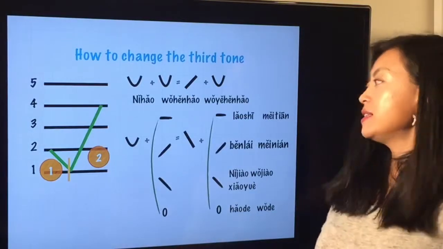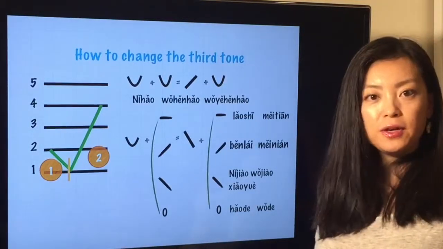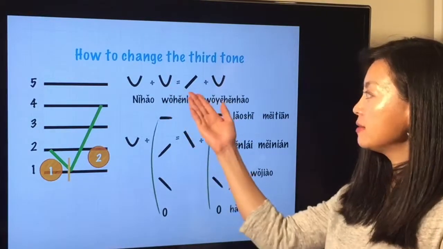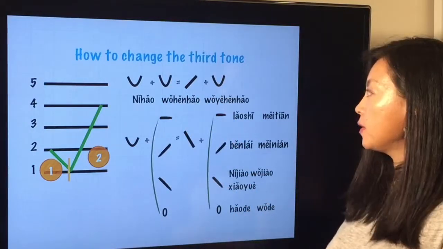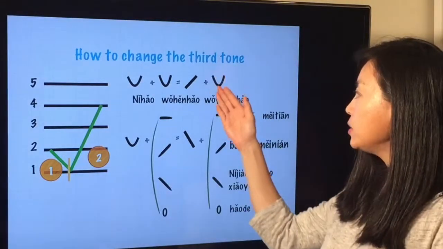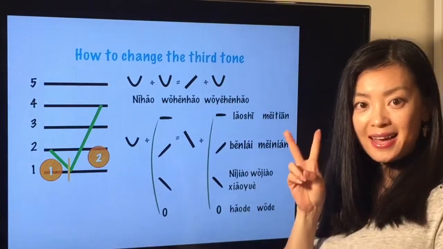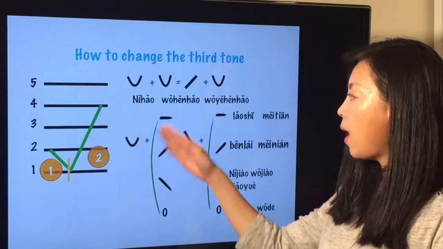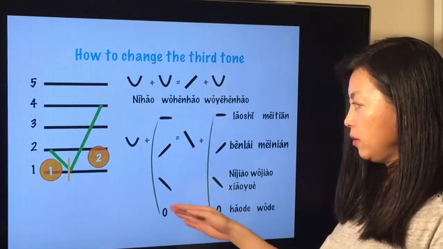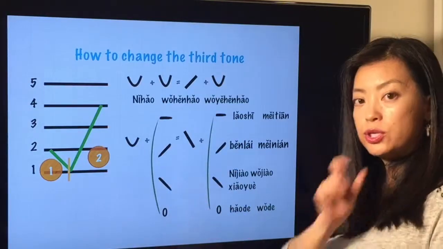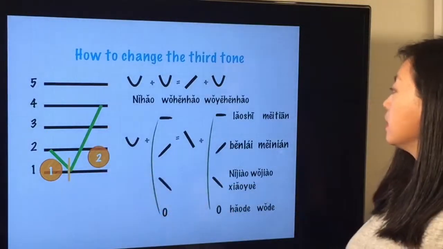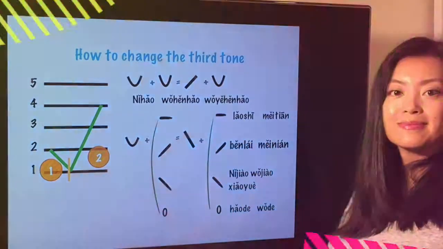Okay, so this is the whole rule for how to change the third tone. Actually, only two situations. The first situation is third tone plus third tone. You change the front third tone to second tone, and you only keep the last third tone as original third tone. The second situation, third tone plus all the other tones except for third tone, like first, second, fourth, zero, we will read third tone shorter. So that will become this part.